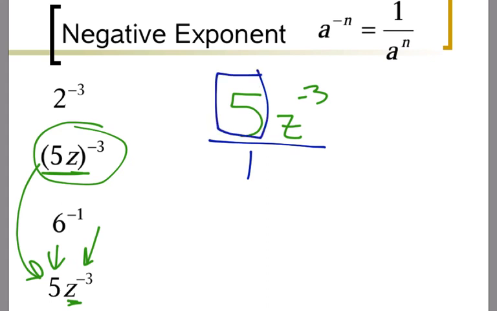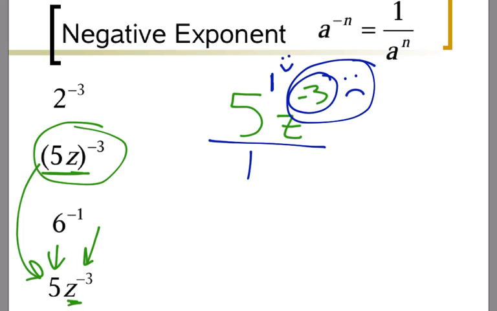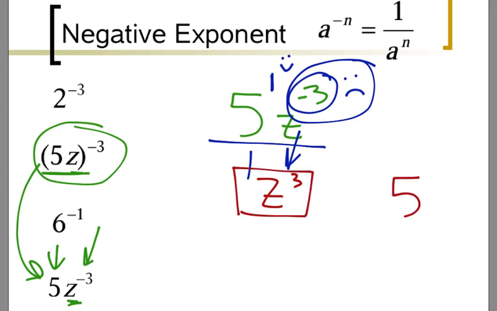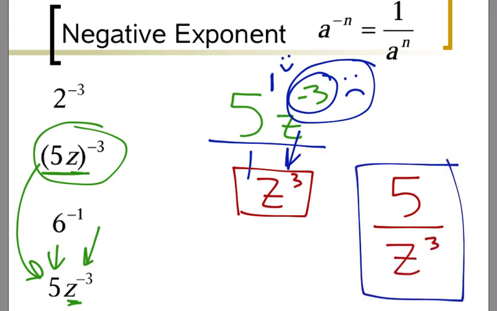It stays. It already actually has a positive, happy exponent. This one's sad, so that's the one that I need to flip over, just the z. It needs to go down. So I'm going to write z to the positive third on the bottom. And so my answer is going to be 5, which stays on top because it's already got a positive exponent, over z to the third power. And that is my final answer for that problem.